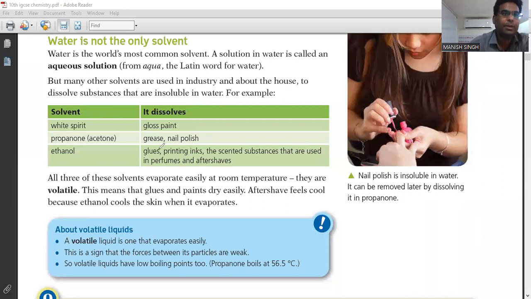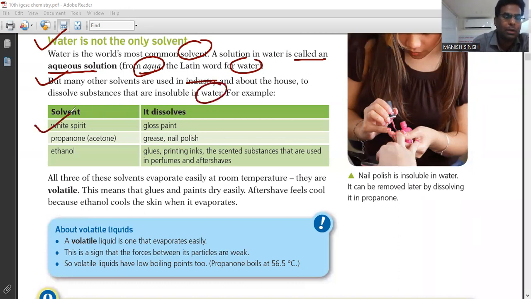Now look at the next point: water is not the only solvent. Water is the world's most common solvent, and a solution in which water is the solvent is an aqueous solution, from aqua, the Latin word for water. But many other solvents are used in industry and around the house to dissolve substances that are insoluble in water. Like what?